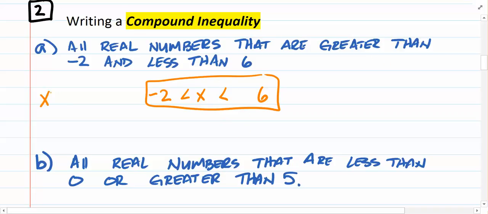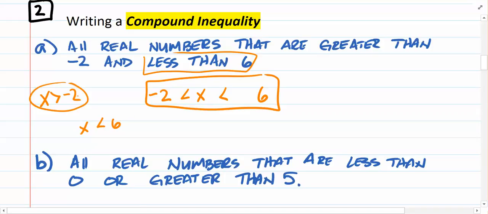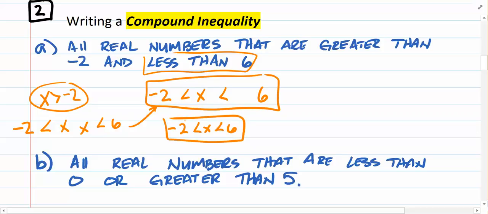So I would say x would be greater than negative 2. And this one would be all numbers that are less than 6. So it would be x is less than 6. Notice that if I switch this around to put my variable on the right-hand side, I would have negative 2 is less than x. And then this one says that same x is less than 6. Well, that just simplifies down to negative 2 less than x, less than 6. That's how I get that one. Notice it's the same thing.